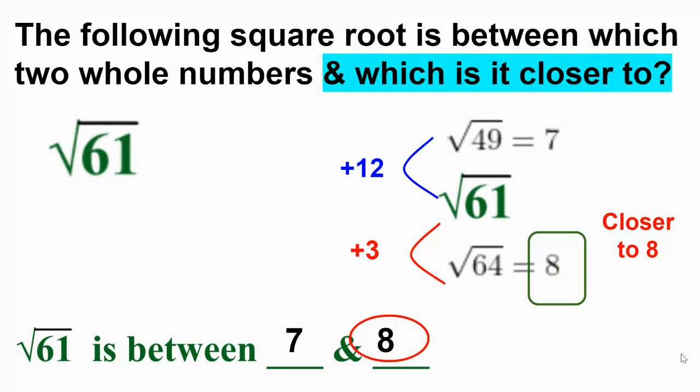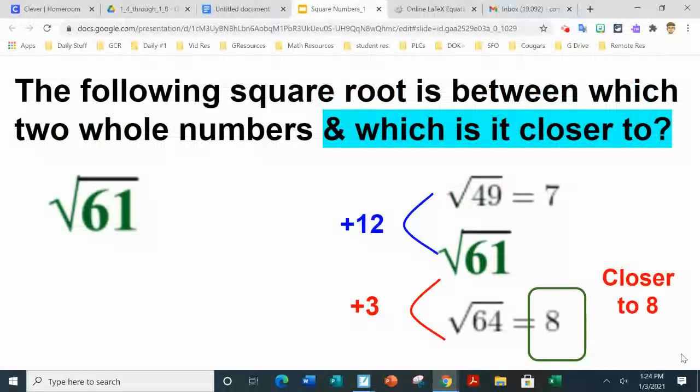And this is really the second step of trying to estimate and figure out exactly what we're talking about here. That's how you narrow it down a little bit and find out which one it's closer to. It's between 7 and 8 in this case, but it's closer to 8. And that's how you start narrowing it down a little bit.